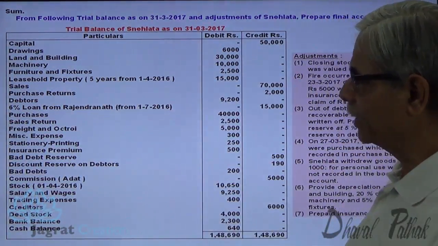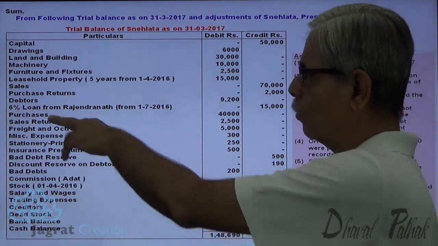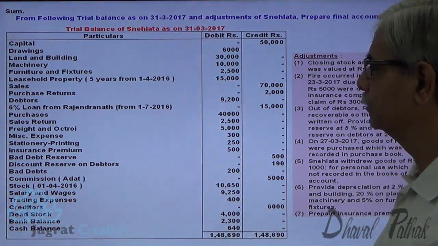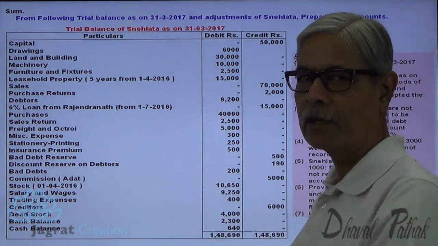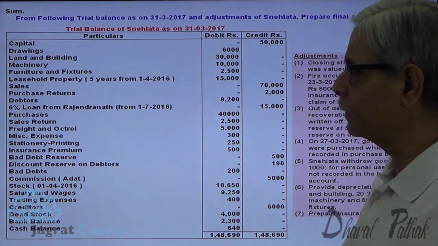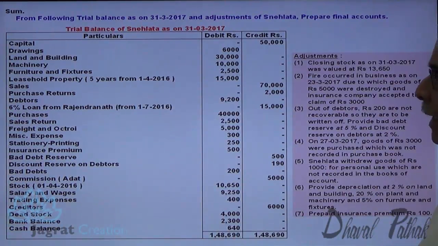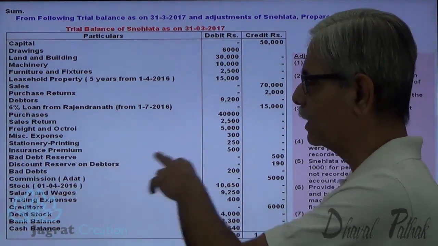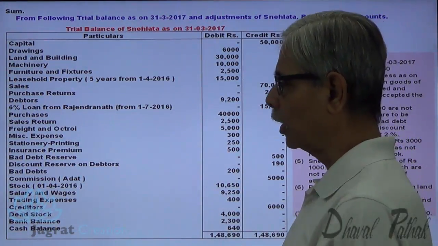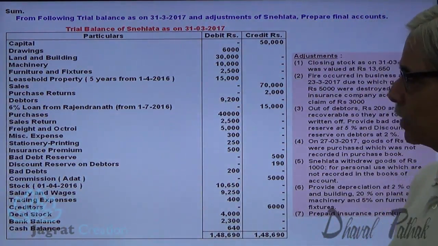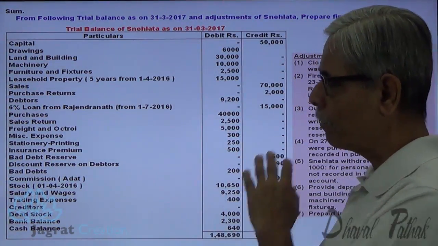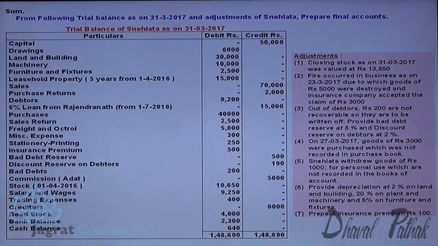Sales, purchase return, debtors, 6% loan from Rajnath, a liability on which you are required to pay 6% interest, purchases, sales return, freight, octroi, miscellaneous expenses, stationery, printing, insurance premium, bad debt reserve, discount reserve on debtors, bad debts, commission, and so on. Stock on 1/4/2016, that is opening stock, salaries and wages, trading expenses, creditors, dead stock, bank balance and cash balance.